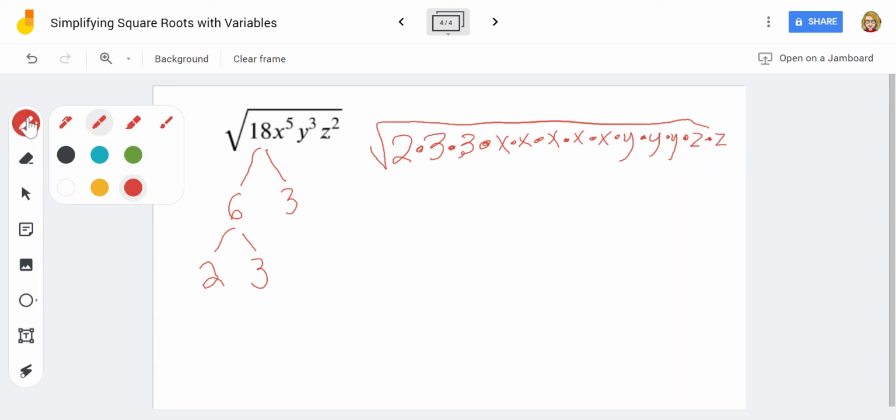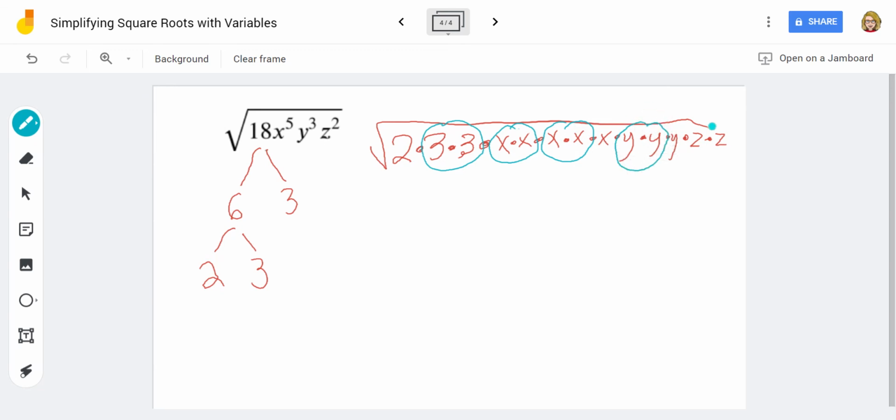Okay, circle your pairs. So I have a pair of 3's, a pair of x's, a pair of x's, a pair of y's, and a pair of z's. They're going to come outside the root. So outside my root, I have 3 times x times x times y times z.